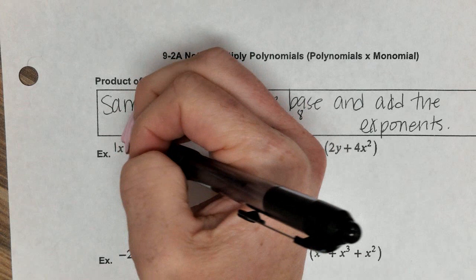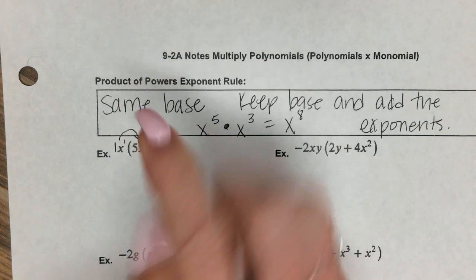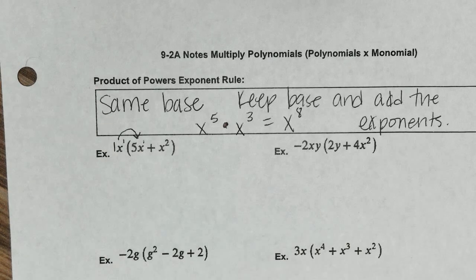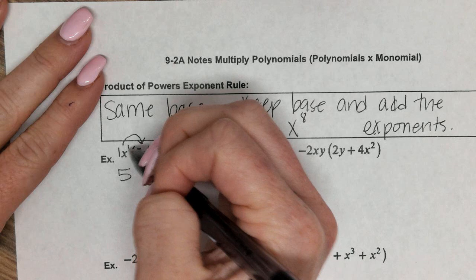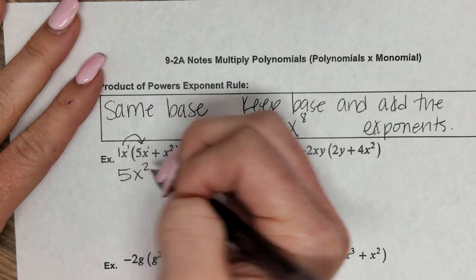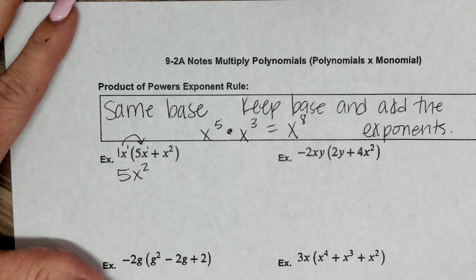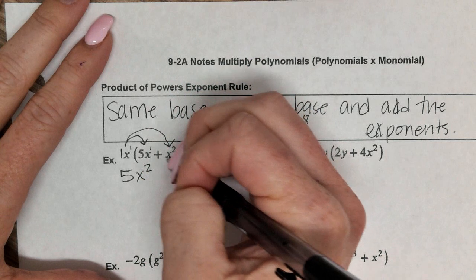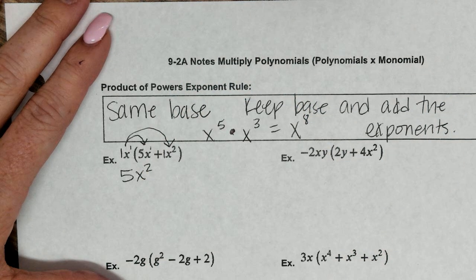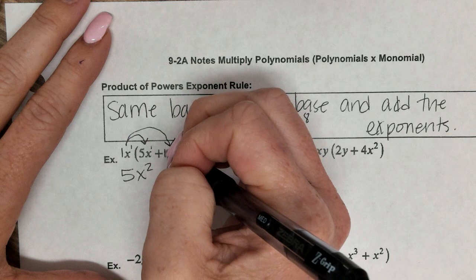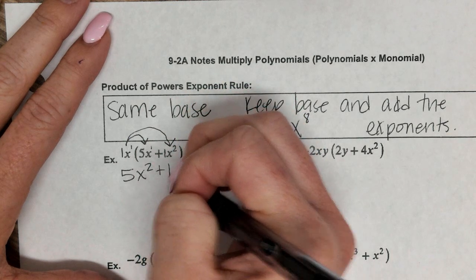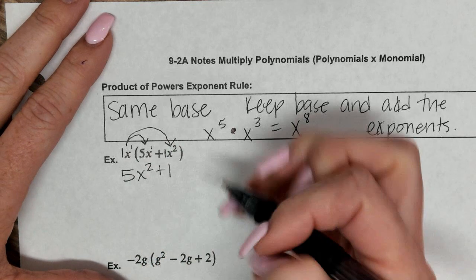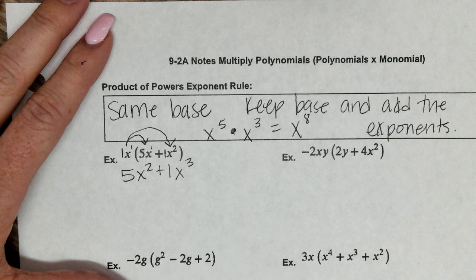Okay? But I'm going to basically take 1x and I'm going to multiply it by this first term of 5x. So I'm going to do 1 times 5, which is 5. And I'm going to do x times x, which is x squared. Easy? Now I'm going to do 1x times, what's this coefficient? Times 1x squared. So I'm going to do what's 1 times 1, so plus 1 because it's positive, and I'm going to do x times x squared, x to the 3rd.